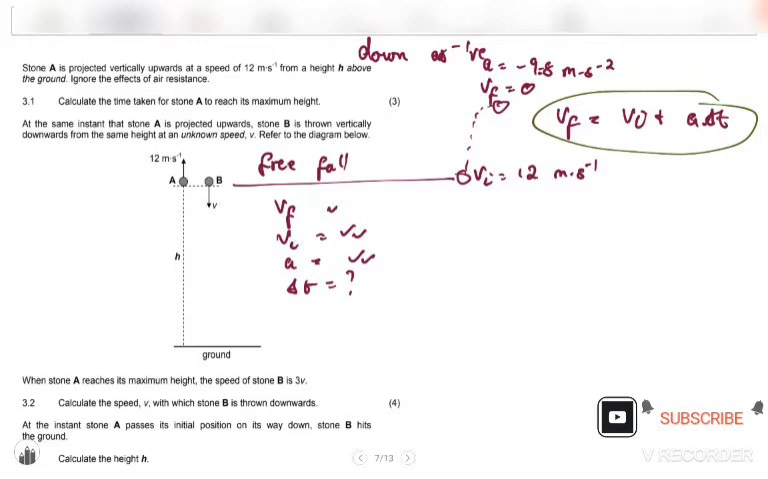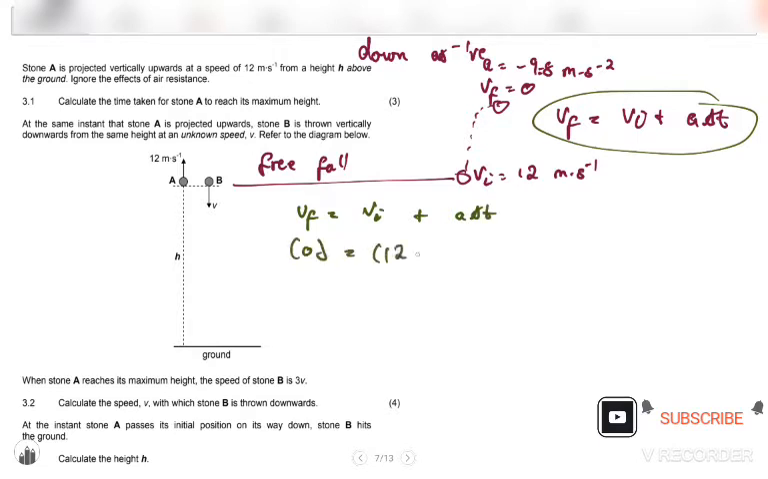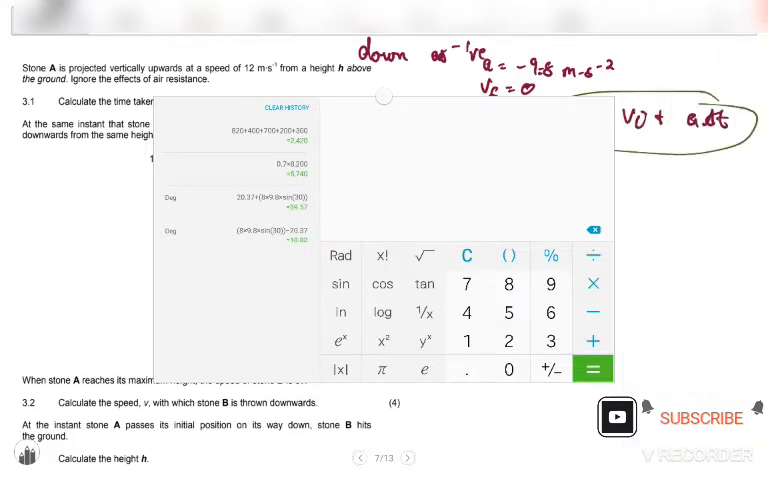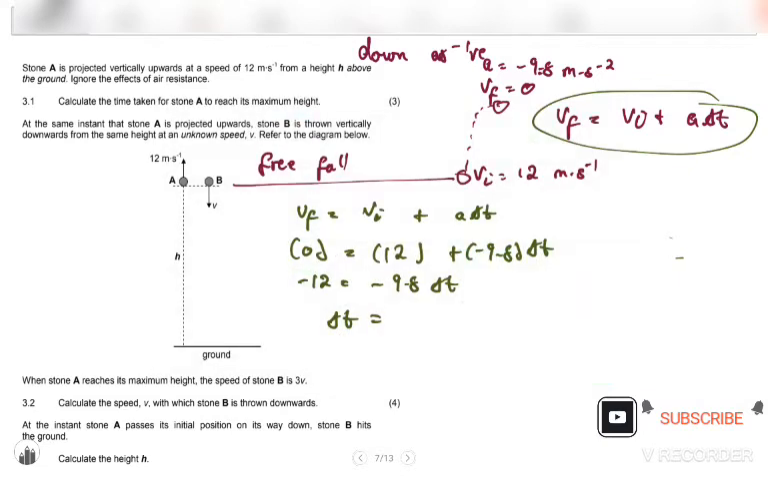Okay, so now let's do it. V final is equal to V initial plus A change in time. V final is 0, V initial is 12, plus A is minus 9.8, and change in time is just change in t. You take this to the other side, you have minus 12 is equal to minus 9.8 change in t. What's change in t then? You can just divide both sides: 12 divided by 9.8. Let's bring up our calculator. It's 1.22. So that's your time, 1.22 seconds.